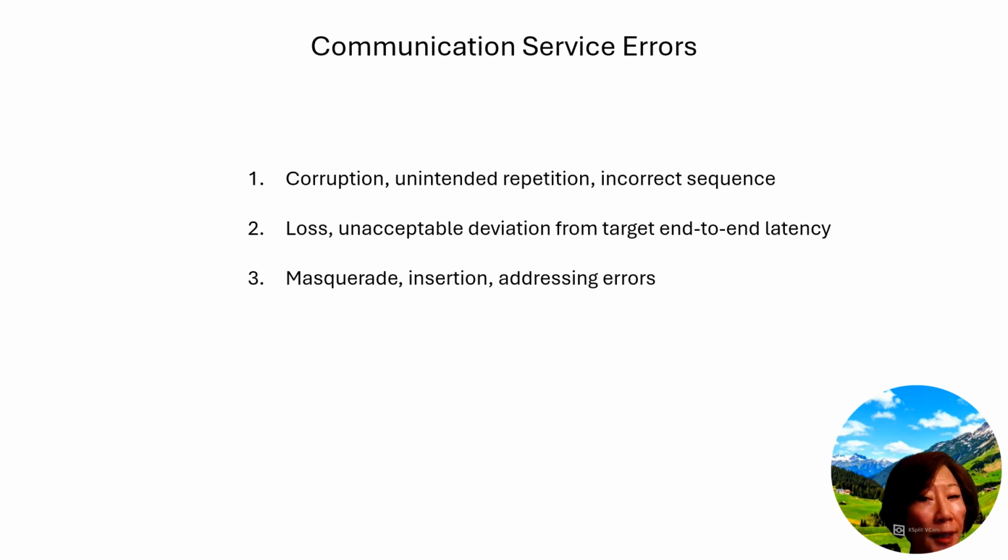For sequence-related errors, 5G implements robust packet sequencing mechanisms at multiple protocol layers. This includes sequence numbers in the Radio Link Control protocol, RLC, and the Packet Data Convergence Protocol, PDCP. The system also supports in-sequence delivery options that can reorder packets before delivery to the application.